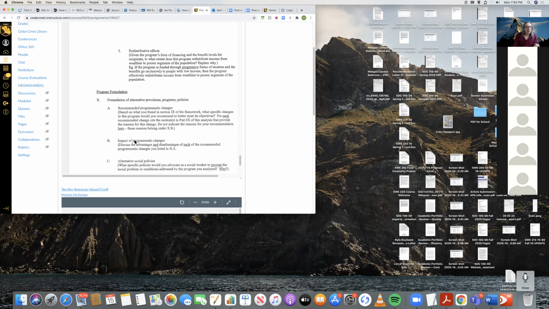Here in B, you're going to discuss the advantages and disadvantages of each of the recommended program changes you listed in here. So you can say, okay, recommendation number 1 from section A. What are the pros and cons of it? Well, one disadvantage is always going to be, is it politically acceptable? Politically acceptable means partly by the population, but mostly by Congress.